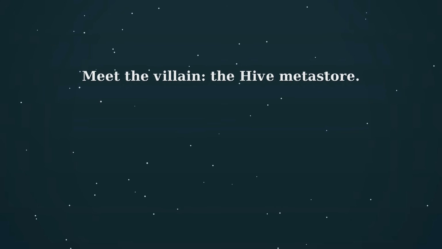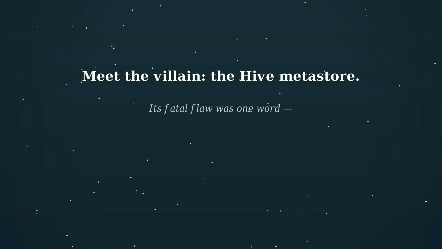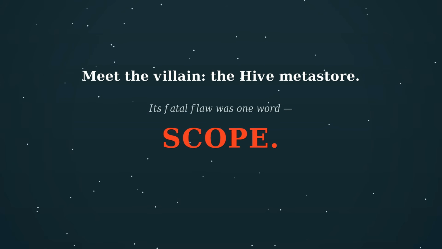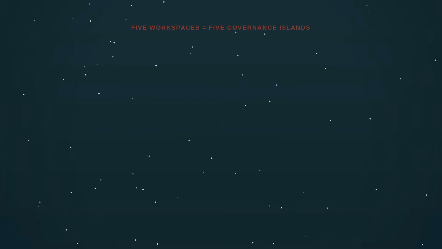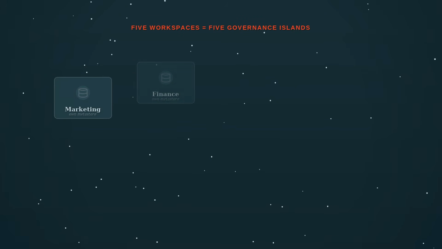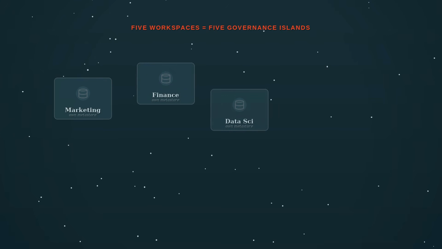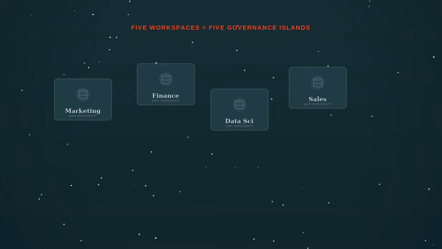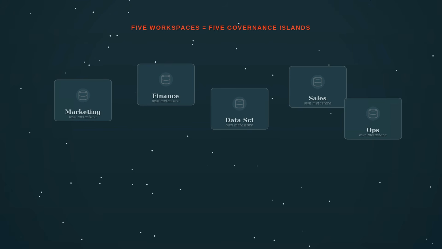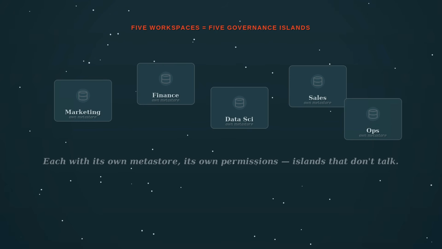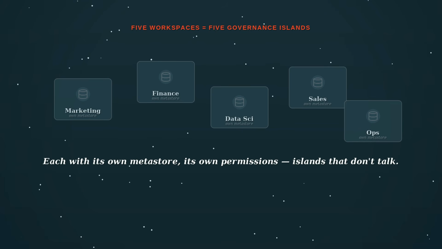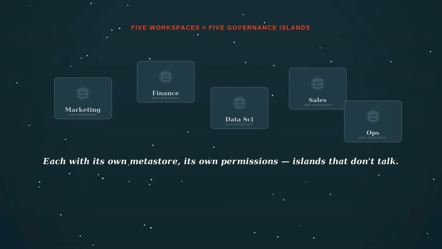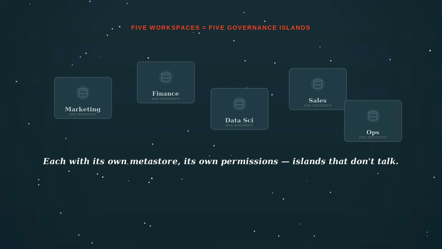Before Unity Catalog, governance in Databricks lived in something called the Hive metastore, and the fatal flaw of the Hive metastore was one word: scope. It was scoped to a single workspace. So imagine your company had 5 Databricks workspaces, one for the marketing team, one for finance, one for data science, and so on. With the old model, each workspace had its own separate metastore, its own separate list of permissions, its own idea of who could see what. So 5 workspaces means 5 little governance islands that did not talk to each other.